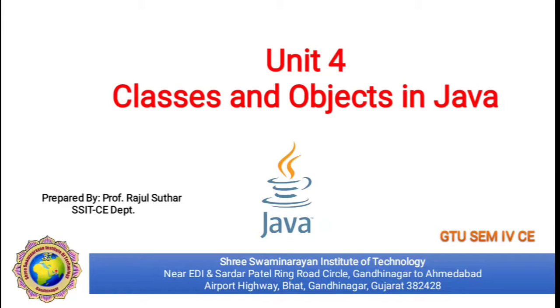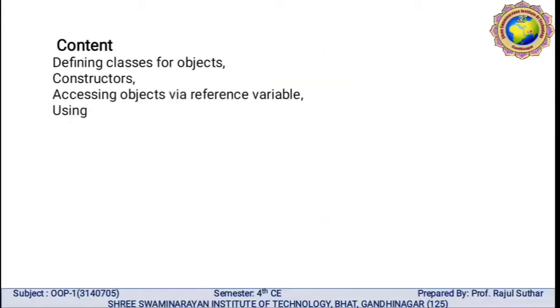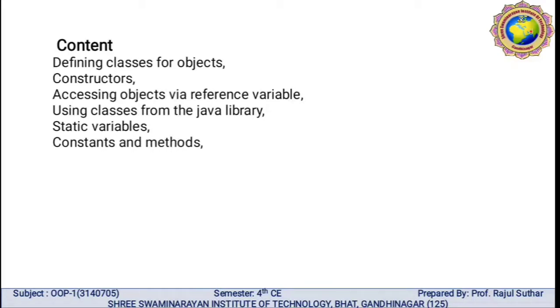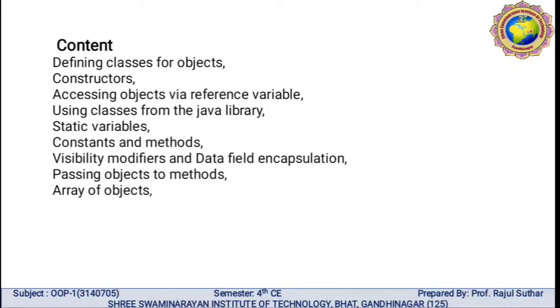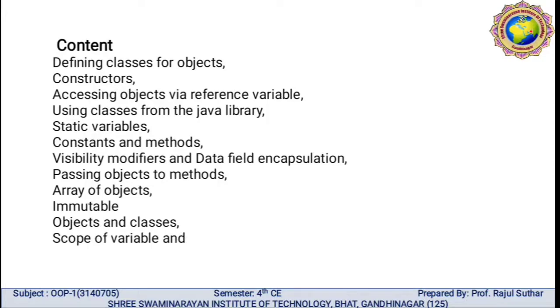Previously we have discussed Unit 3 in Object Oriented Programming. In this session we will discuss Unit 4, Classes and Objects in Java. First of all, we should be clear in mind what a class and an object are. Here the content related to the unit is defining the class for objects. We will discuss the constructor, accessing the object via reference variable, using classes from the Java libraries.